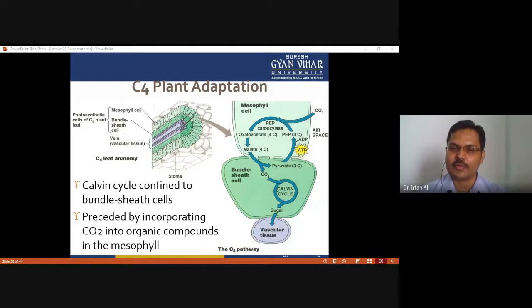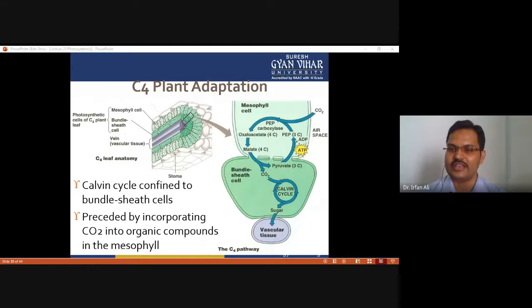This PEP carboxylase utilizes phosphoenol pyruvate, which is a three carbon molecule, and this three carbon molecule fixes one molecule of CO2 and converts into the four carbon molecule oxaloacetate, OAA. Now this molecule is converted into malate. Now this malate enters into the bundle sheath cell.